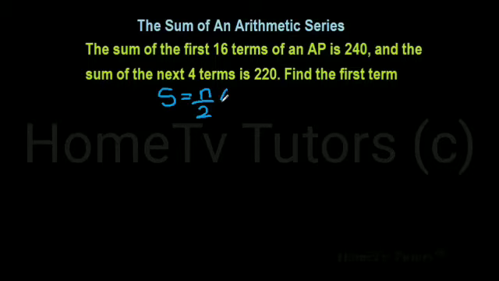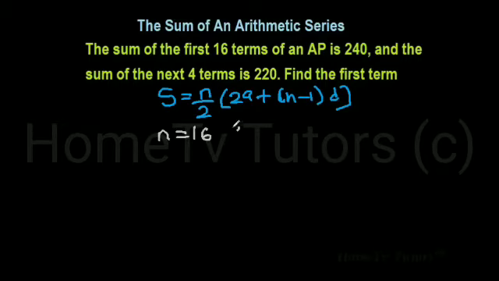S equals n over 2 bracket 2a plus bracket n minus 1 d bracket. Okay, so in this case now, in the first part of the sentence, we want to first of all deal with the 16th term. So n is 16, the first term is unknown, the common difference is also unknown, then the total sum of the 16 terms is given as 240. So let's work with this to arrive at something.